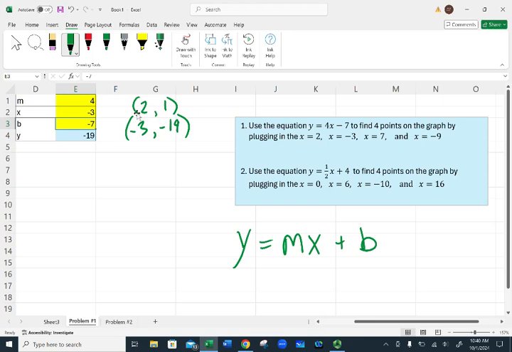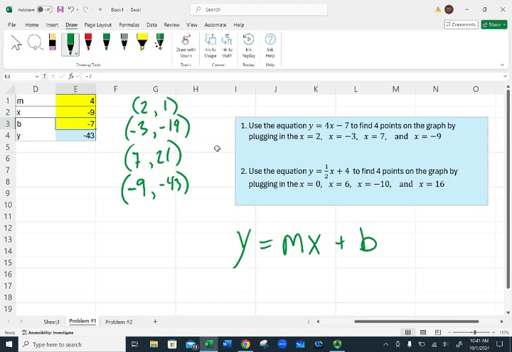Next x value is 7. I'll delete the negative 3, replace it with a 7, enter. Now I got positive 21. All right, so you see now with the repetition, I have that formula already typed into Excel in that blue cell. The last x value is negative 9, so I'll take away the 7, and we'll put in a negative 9, enter, and there's my next point, negative 9, negative 43.